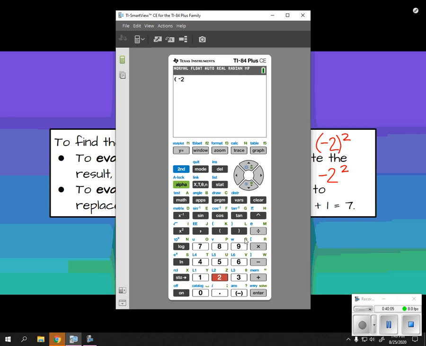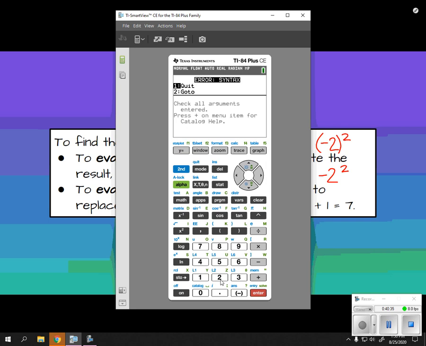Now you've got to be careful. The negative button is down by the enter. If you use the subtraction key, you're going to get a syntax error. Let me show you that. So I'm going to do parentheses, and I'm going to say the subtraction button is the negative. I'm going to close it, and I'm going to square it. And then the calculator is going to say syntax error because you told it you wanted to subtract 2, and it's like, I don't know what you want to subtract 2 from.